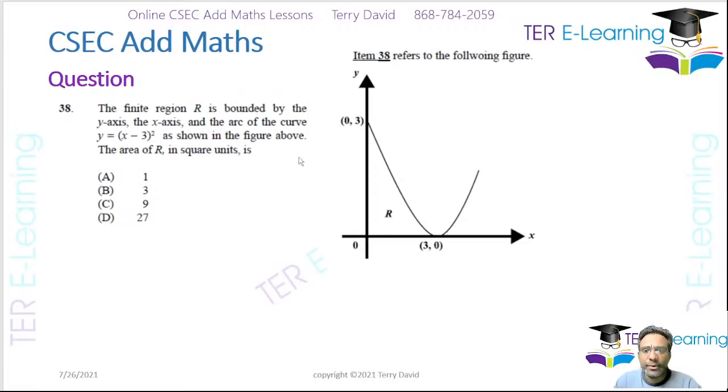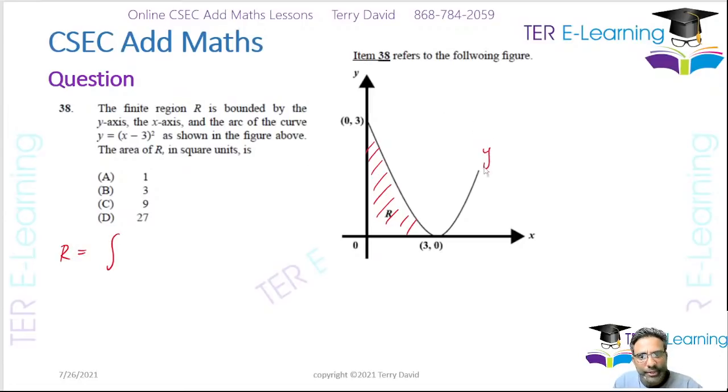This next one here, we have the finite region R bounded by the y-axis, the x-axis, and the arc of the curve shown in the figure above, and the area R. So they want us to work out this area here. So all we really need to do is integrate. So that region R is simply going to be the integral.